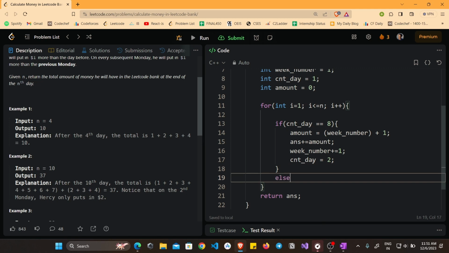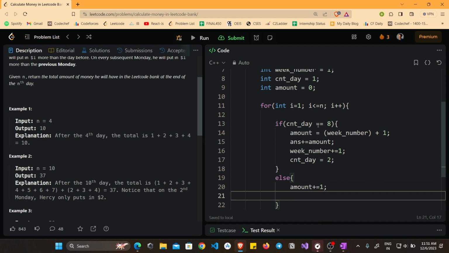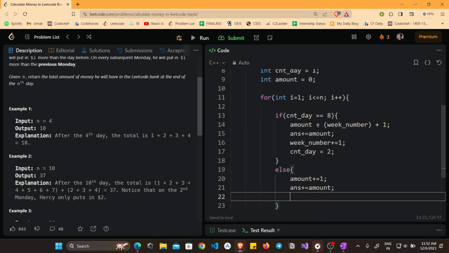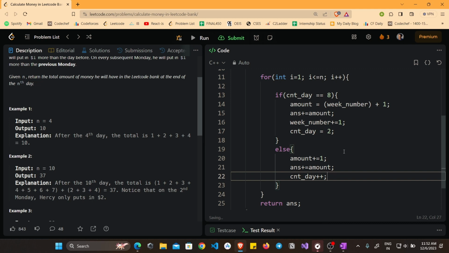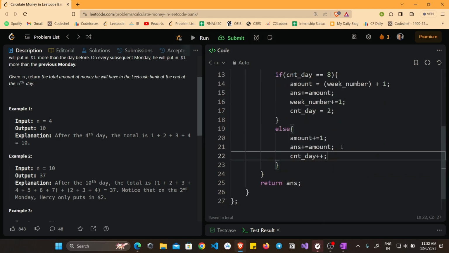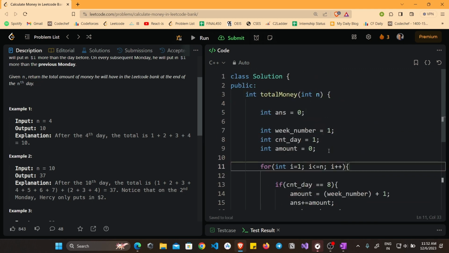And if this is not the case, and we are going through a particular day inside a particular week, then my amount will be increased by plus equal to 1, because on each subsequent day in a week we increment our amount by 1. So that's why I have written amount plus equal to 1, and I will add this amount to my final answer, and I will linearly increment my count day by 1. I guess that was it, and I hope this code will work.